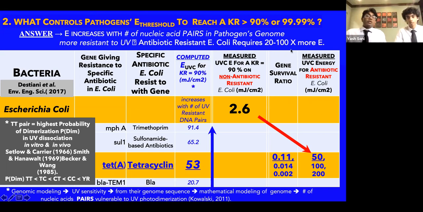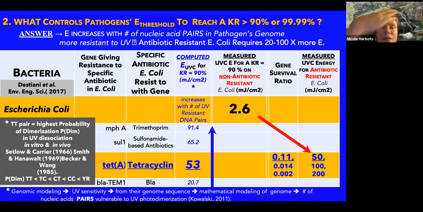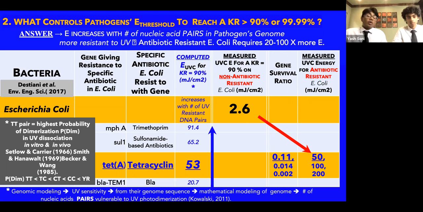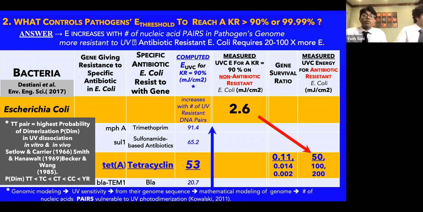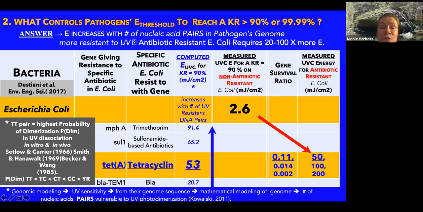Yeah. So what we want to find is what controls the pathogen's energy threshold to reach a kill rate greater than 90%. And you want to connect with size. So if the size and the type of pathogen doesn't control the threshold, what does? We found the answer in recent literature. What we found is that the energy increases with the number of nucleic acid pairs in the pathogen's genome, as they are more resistant to UV.